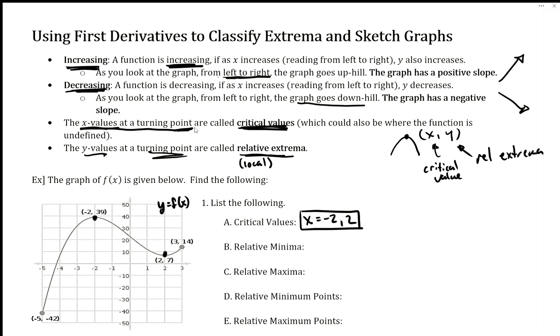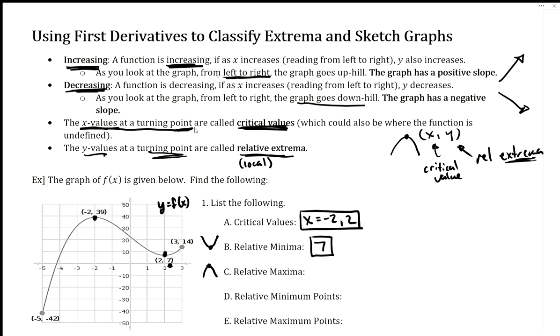Now, relative minima. The extrema is either a minimum or a maximum, and they use different vocabulary to mean the same things. A relative minima occurs when I have a turning point that's low, and a relative maxima occurs when I have a turning point that's high. Our relative minima looks like that 7 right there, because that's the lower turning point.